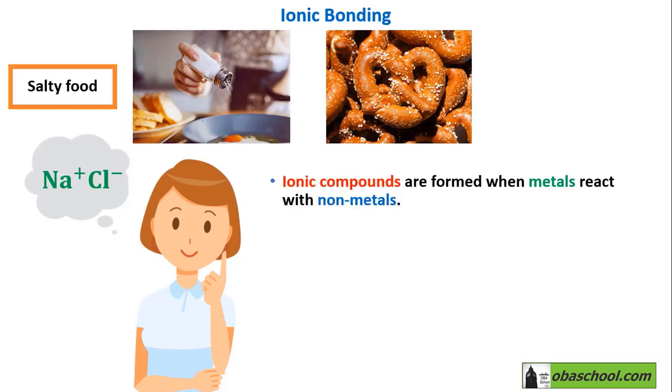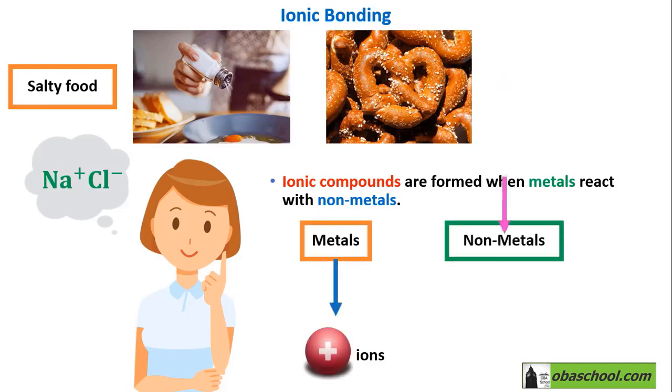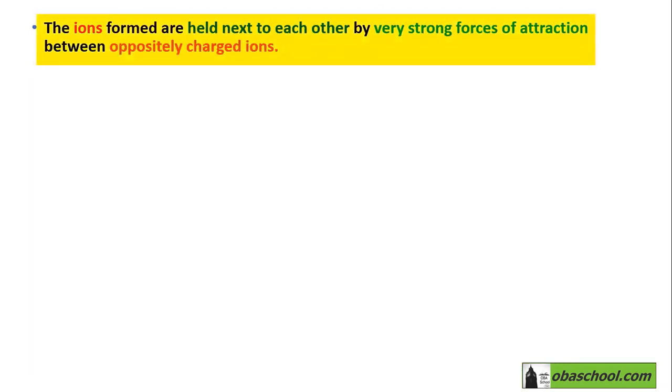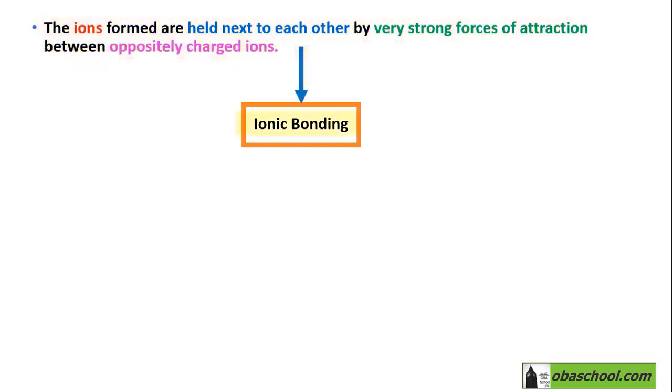Ionic compounds are usually formed when metals react with non-metals. It is the metals that form positive ions and the non-metals that form the negative ions. The ions formed are held next to each other by very strong forces of attraction between the oppositely charged ions. The electrostatic force of attraction, which acts in all directions, is called ionic bonding. So this attraction that holds the positive ion with the negative ion is what we call the ionic bonding.